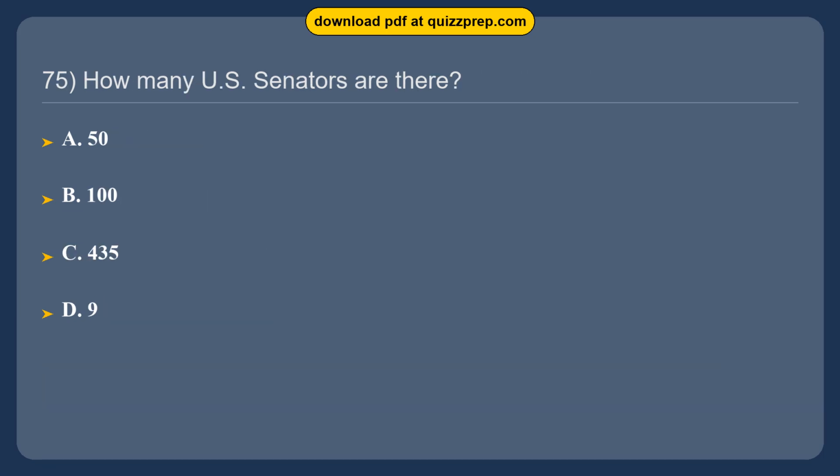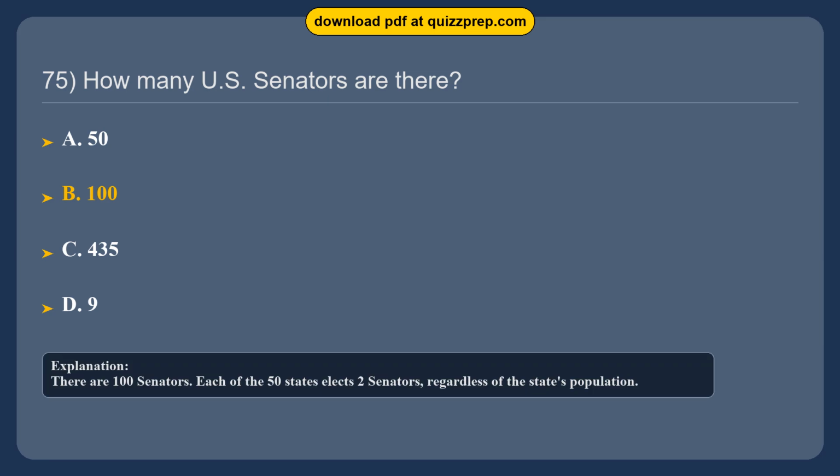Question 75. How many U.S. Senators are there? Option A, 50. Option B, 100. Option C, 435. Option D, 9. The correct answer is option B, 100. There are 100 senators.